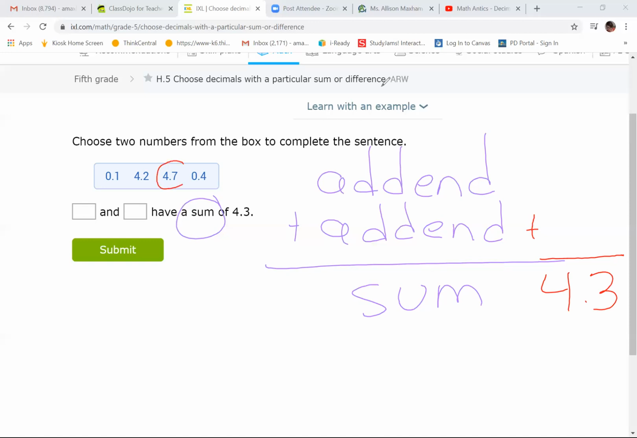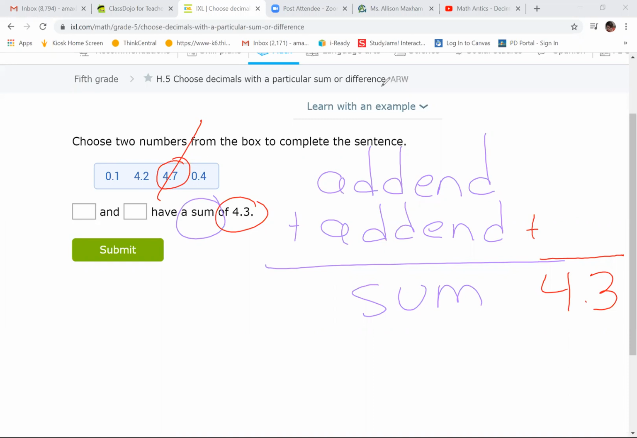How about 4 and 7/10? Can I add one of these numbers to that to get 4 and 3/10? That's not going to work, is it? Get rid of you. So now I have eliminated that, and I'm down to 3 choices. I have 1/10, 4 and 2/10, and then 4/10. So let me try this combination first. 1/10 plus 4/10 equals 5/10. Is this 5/10? Nope. So that combination is not going to work.